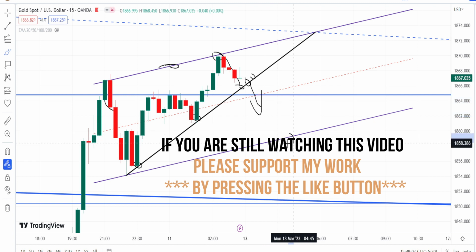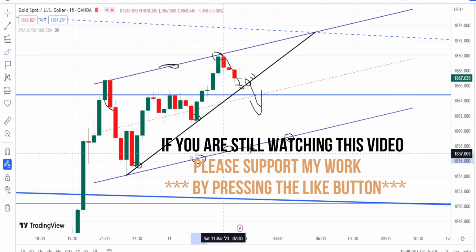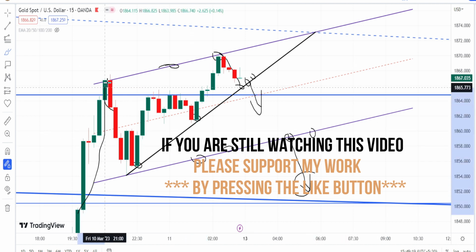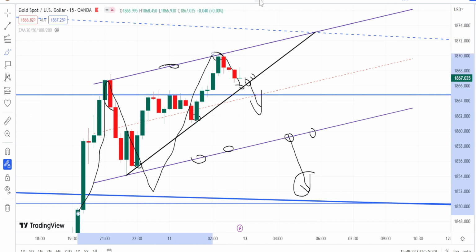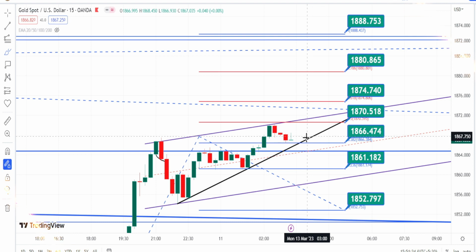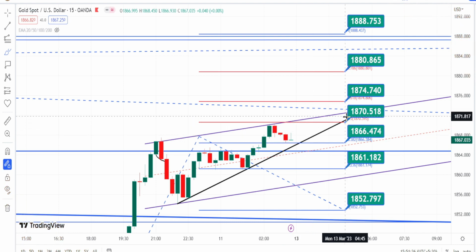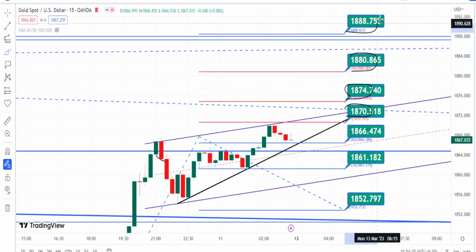And next level of support is going to be the bullish channel pattern support line from the 30 minutes time frame. But when we look at the overall trend of the price action, it is still in a bullish trend. So I would not recommend you to take trades against the current trend. So on the bullish side, if the price action breaks the resistance level of 1870, next level of resistance is going to be around 1874, 1880 and 1888.